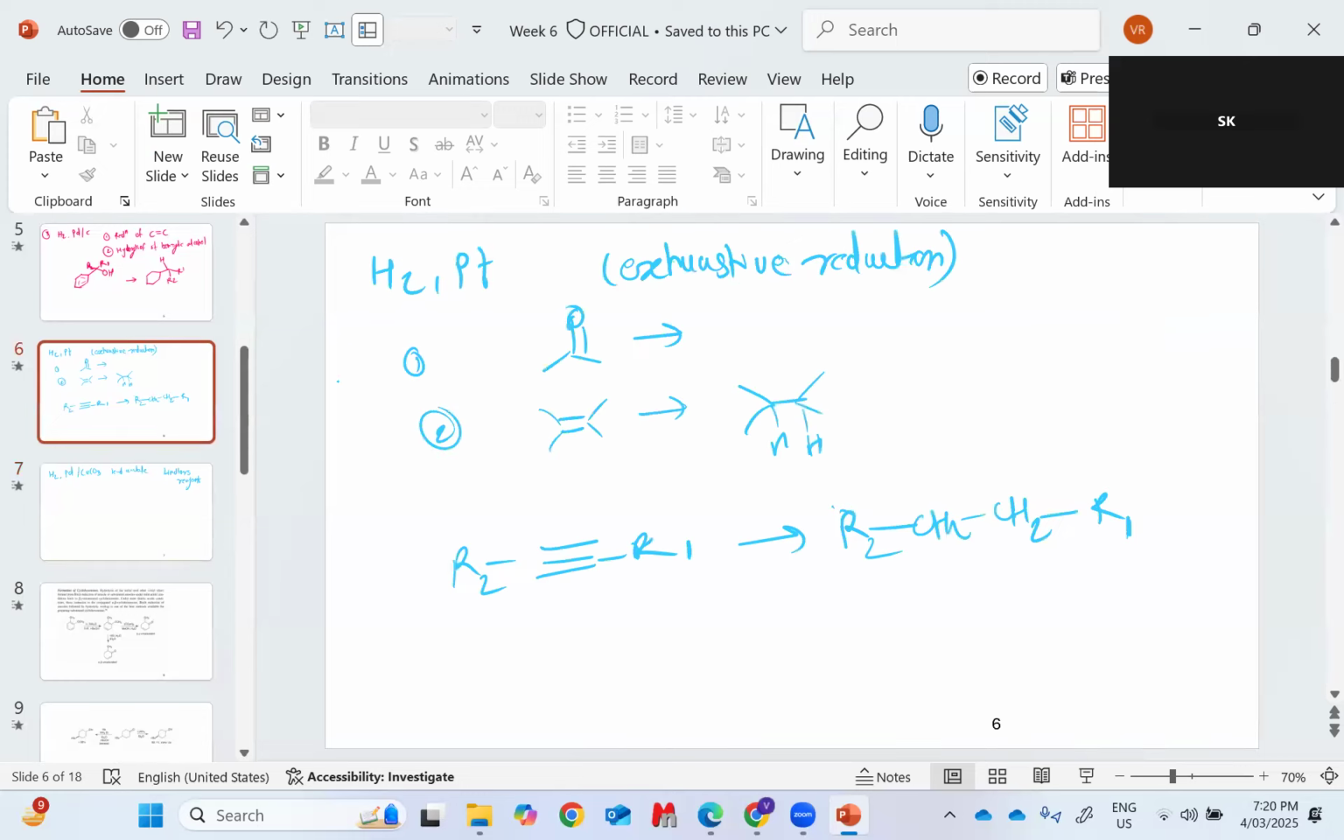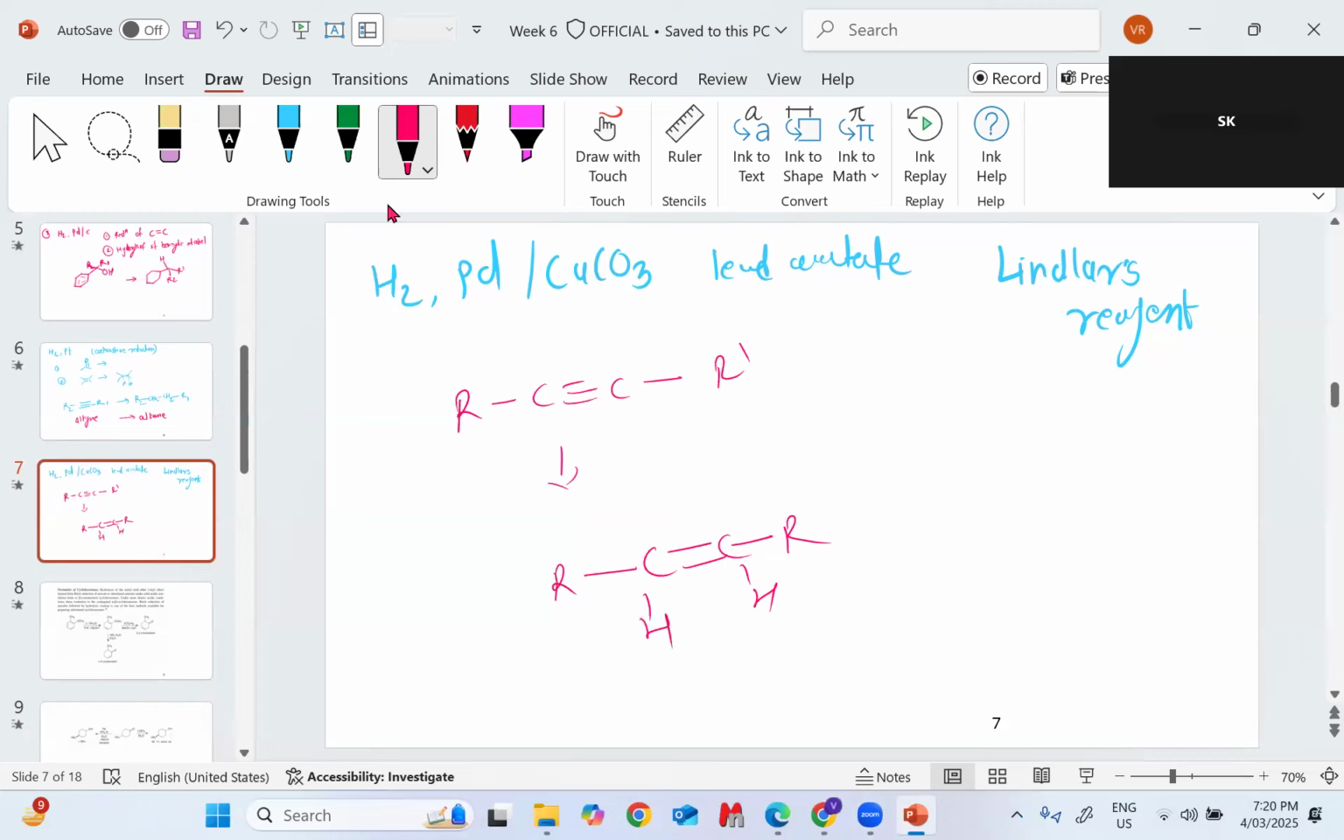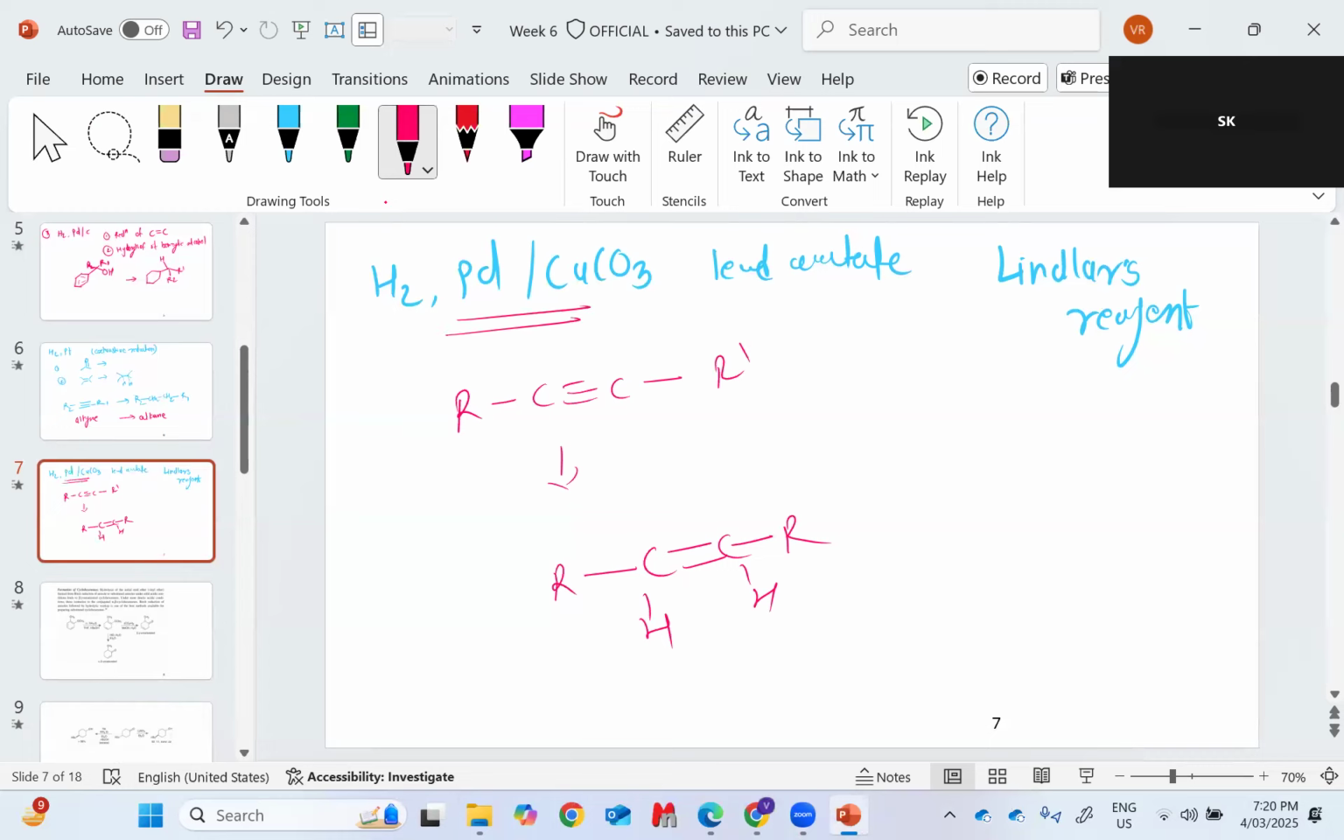So if you want to stop the reaction at the olefin stage, that is, if you have R C triple bond C R dash and you want to stop this reaction at the double bond stage, with R and hydrogen, hydrogen in this case, then we can use this combination of reagents: H2 and Pd supported on CaCO3 with lead acetate. This is the Lindlar's catalyst, and if you use this Lindlar's catalyst, we are able to stop the reaction at the olefin stage.